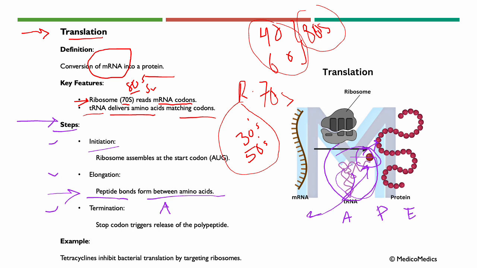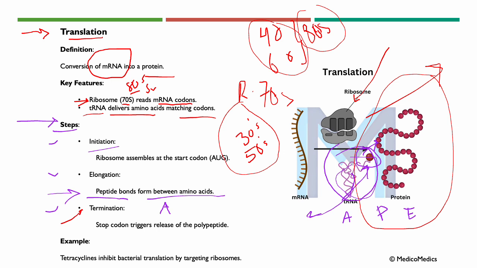Then we arrive at the termination. This is when a stop codon is reached. Translation then stops. A release factor binds, causing the polypeptide chain to detach from the ribosome. So when this is completed, it detaches, and the ribosome then disassembles, and the newly synthesized protein folds into its functional shape.